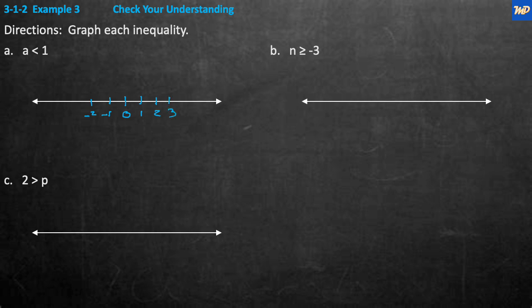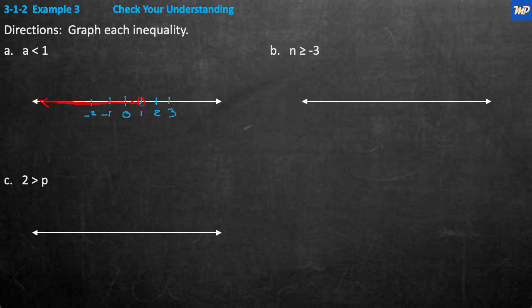So 1 is less than. There's no equal sign, so I can put a circle. I'm going to change colors to red. I can put a circle around the 1 because I'm not going to include it. Now I just have to decide, am I going to put the red out to the right or out to the left? It says a, values on the line, are less than 1. So that means a has to be everything here to the left, less than 1. Okay?